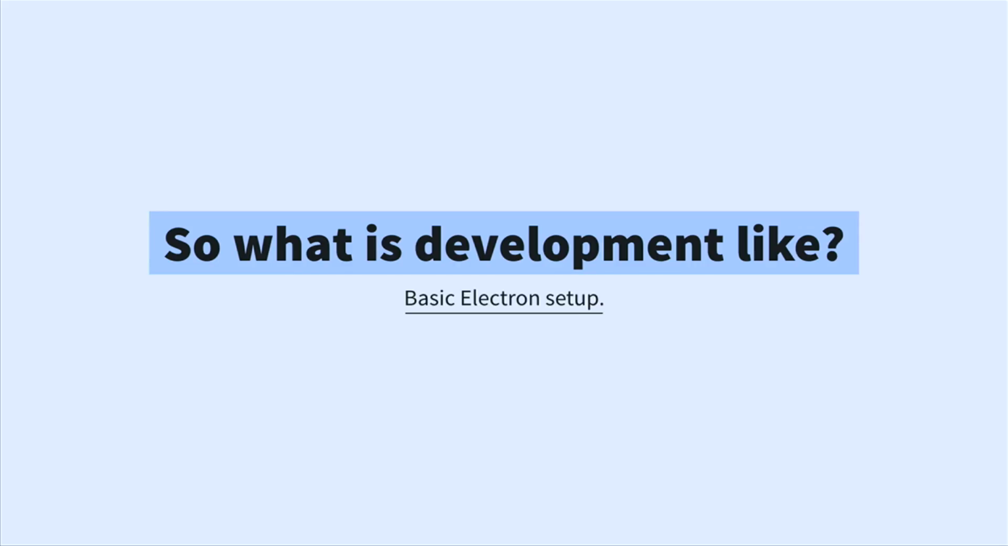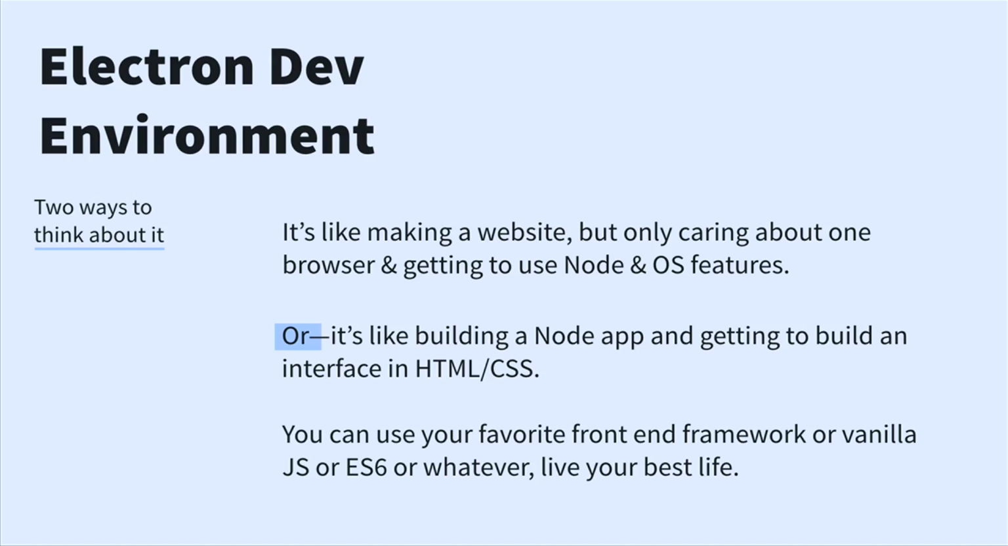All right, and so I'll go briefly into what development is like for the basic Electron setup. I try to explain Electron development in these two ways. If you're coming from a web development background, Electron's like building websites, but you get to use Node, and you get to think of ways to use operating system features that you wouldn't get to do on a website. And you also only have to care about one browser. If you come from a Node background, it's a lot like building a Node app, but you can build a UI for it in HTML and CSS.